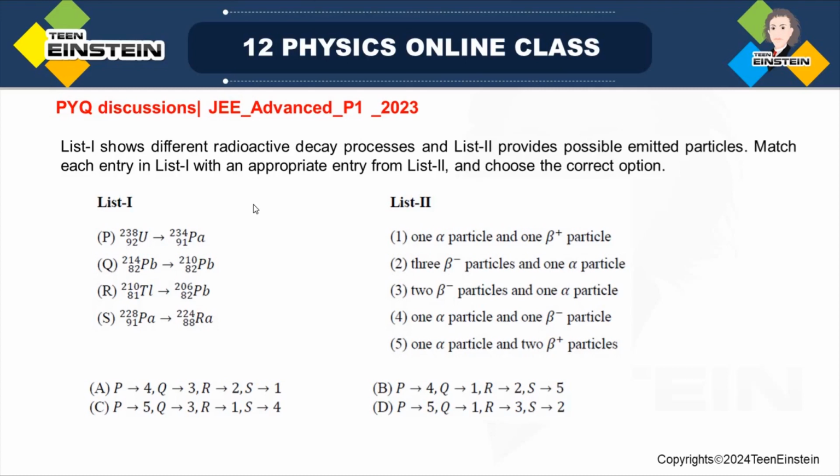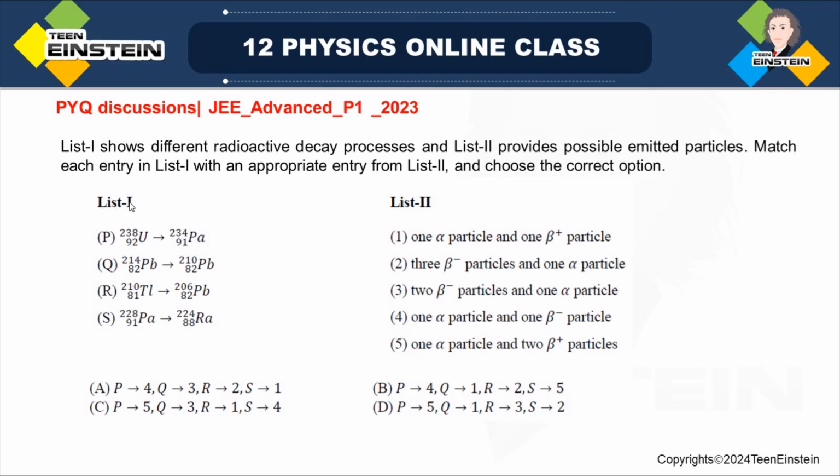Hello students, welcome to the POIQ discussions on JEE Advanced paper. Here I have got a problem from JEE Advanced paper 1 2023. The question says list 1 shows different radioactive decay processes and list 2 provides possible emitted particles. Match each entry in list 1 with an appropriate entry from list 2 and choose the correct option.